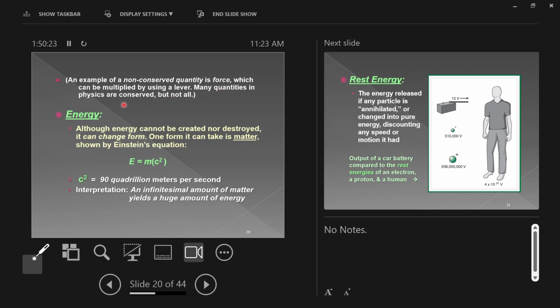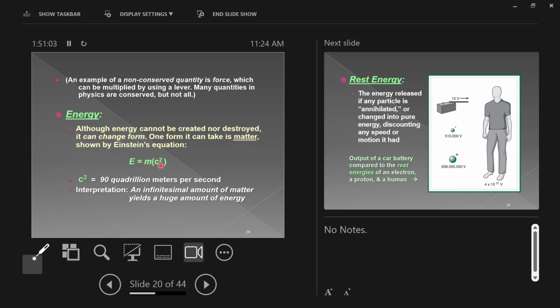There's a lot of conserved quantities in physics. Not all of them are conserved. For example, momentum is conserved in physics, but other things aren't. So we need to learn what's conserved and what's not. Here's your first thing that's conserved. Energy is conserved, okay? Energy cannot be created or destroyed. It can change forms. One form energy can take is matter. That means that matter can be converted into other forms of energy, which is the whole principle behind all the atomic weapons and all the nuclear power plants that we have. That's E equals mc squared. Again, that is the point of E equals mc squared, okay?